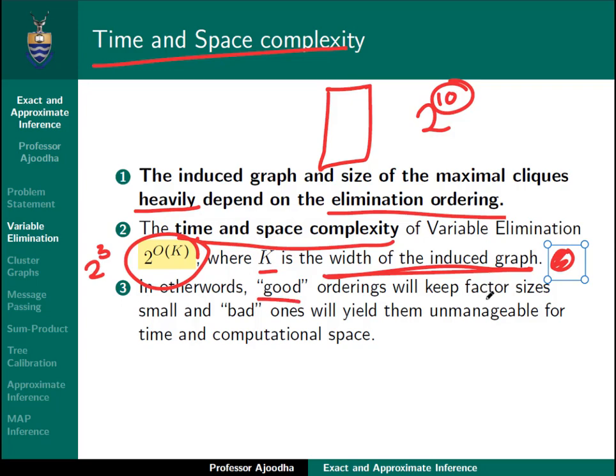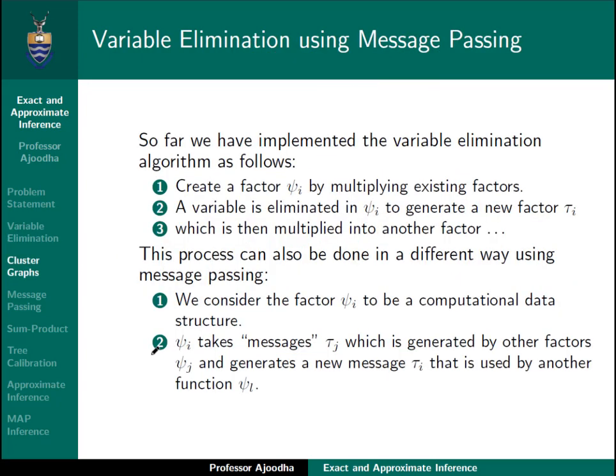So good orderings will keep the factor sizes small, and bad orderings will yield them unmanageable. It's unmanageable for time and space, because you have to store these factors as well, and you have to wait for them to run, to actually marginalize and do products. So that's where it becomes very difficult. Okay, so variable elimination can also be represented in a different way.